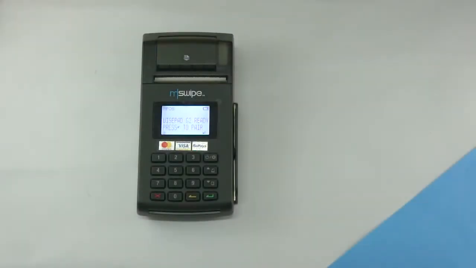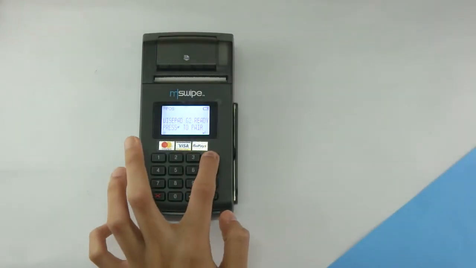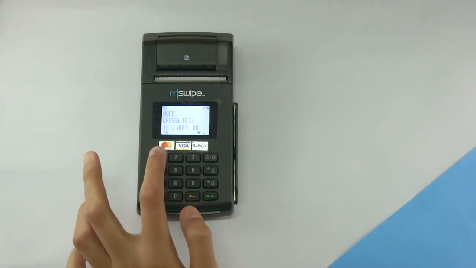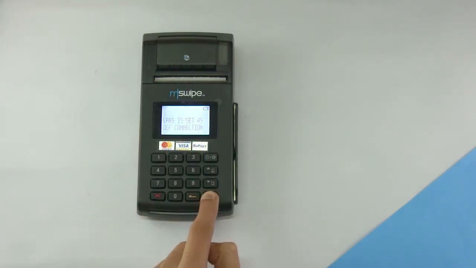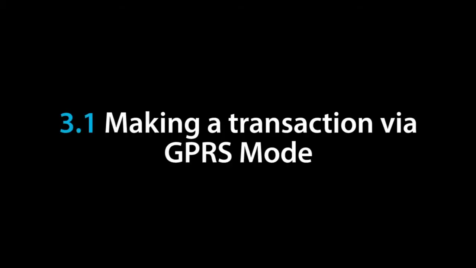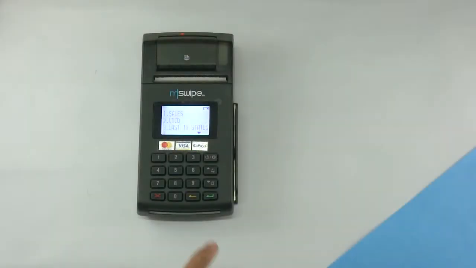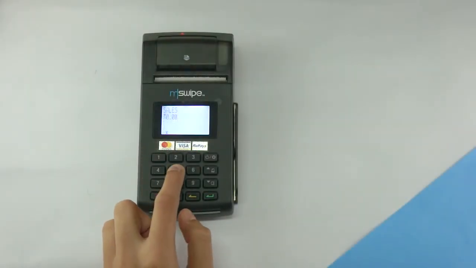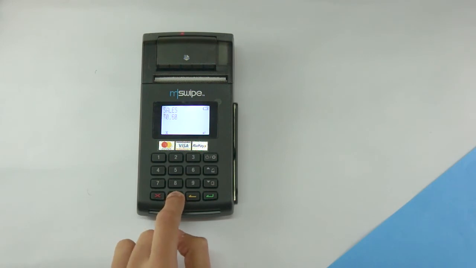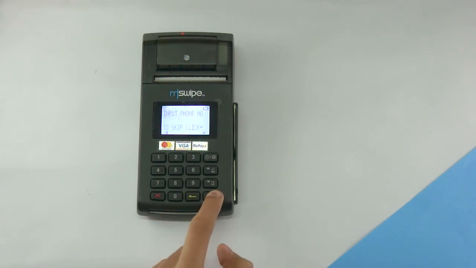Press on power button to go on menu screen. Press 1 for mode and press enter to change the mode to standalone, that is GPRS mode. Press 1, that is sales. Enter the amount. Press enter.